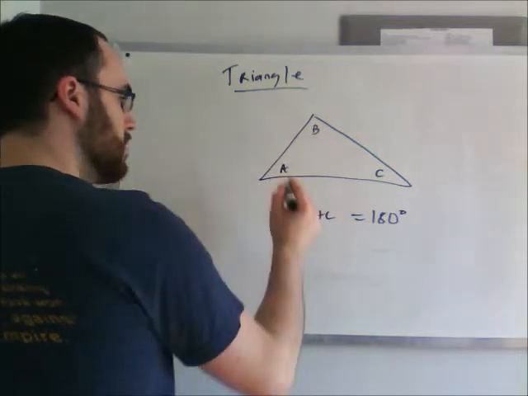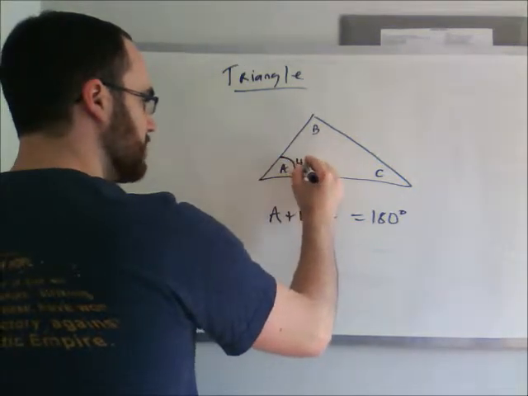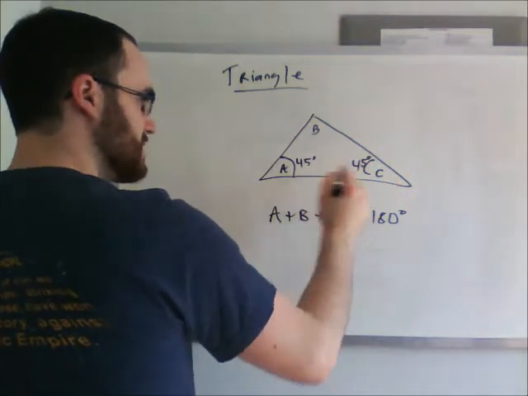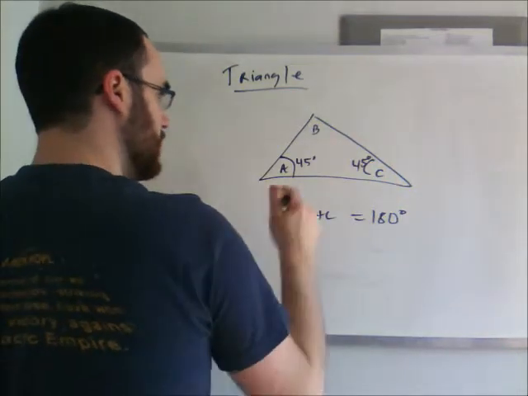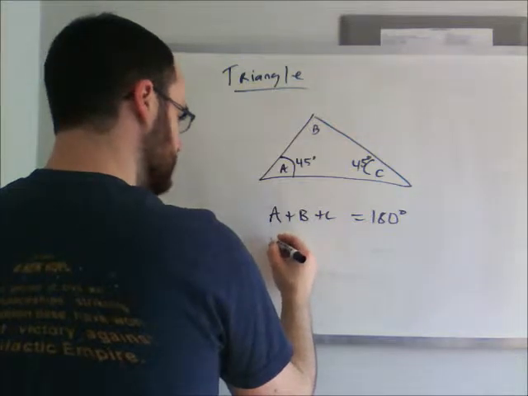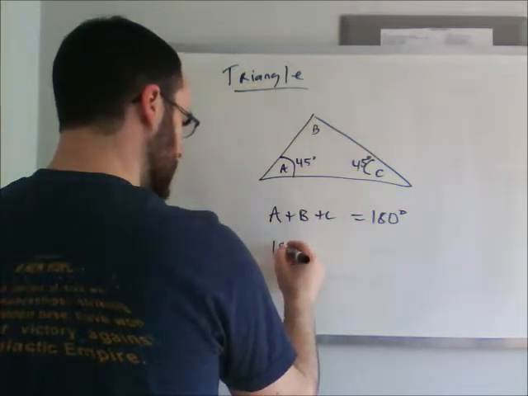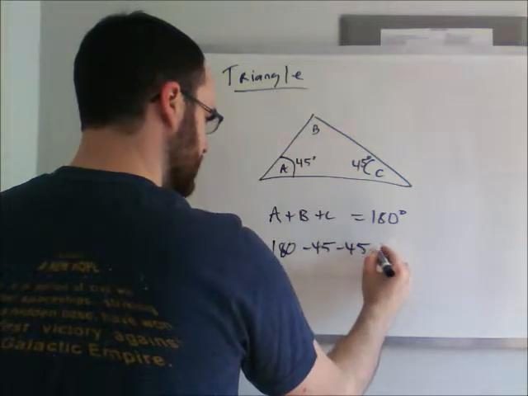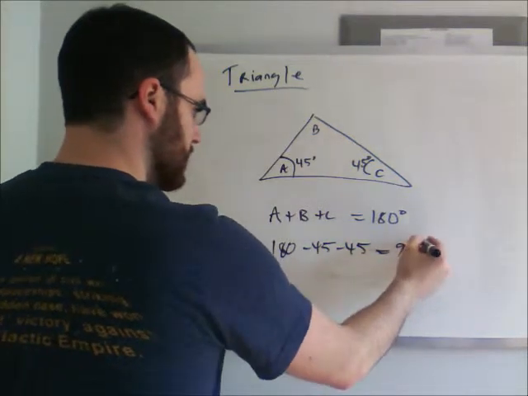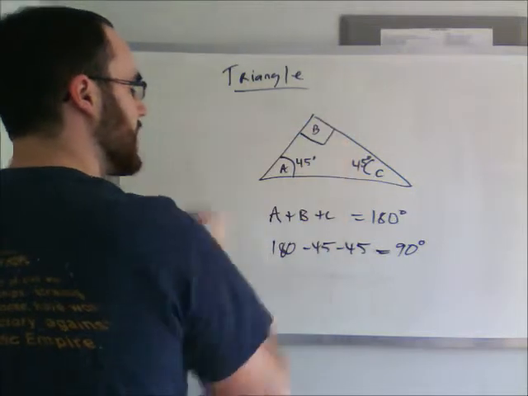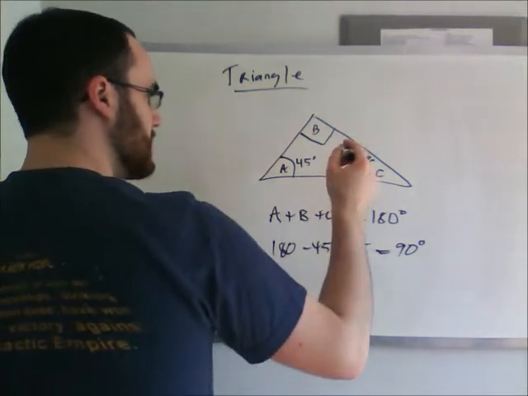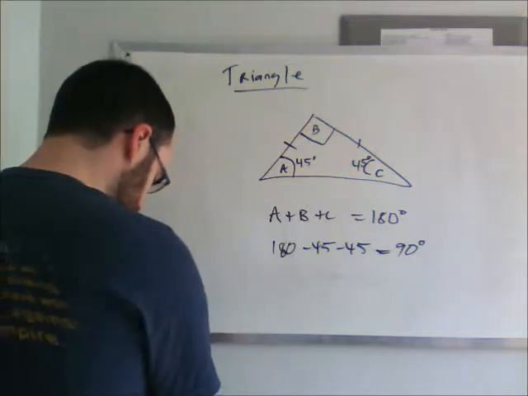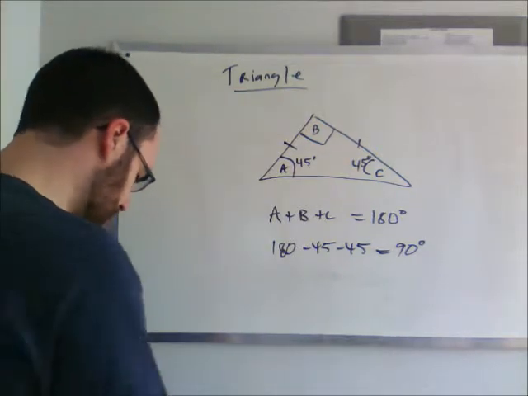So let's say we know that this is a 45 degree angle, and this is a 45 degree angle. So if that's a 45 degree and that's a 45 degree, we know that this must be 90, because we rearrange this, 180 minus 45 minus 45 must equal 90 degrees, which tells us that this is a right angle. And then we know that it is an isosceles triangle, because these sides are the same. So that's the first 2 parts.